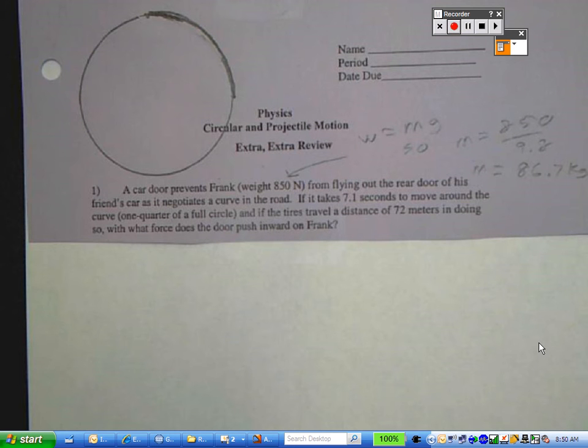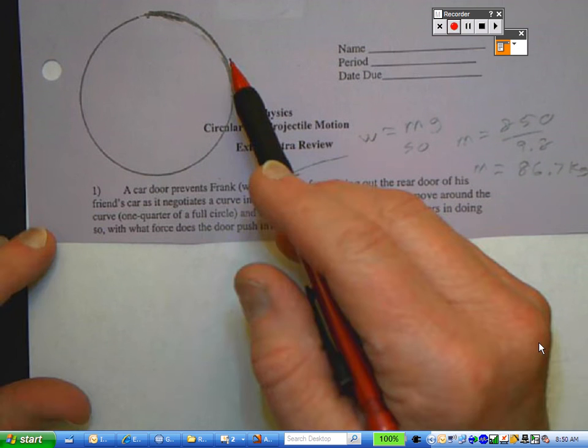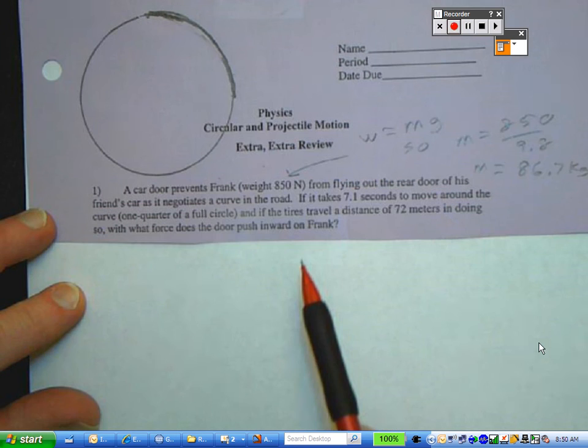If you look at number 1, this is an object going in a circle. It is Frank in his car. The car door prevents him from flying out. A couple things to look at. If you look at the circle that we've got here, we have information about a quarter of the circle. So recognize that we need to have the entire circle.